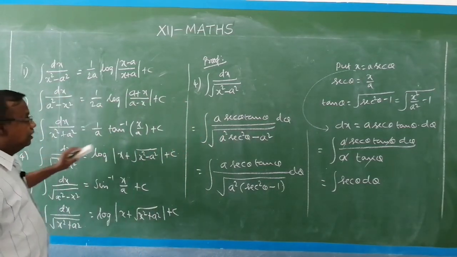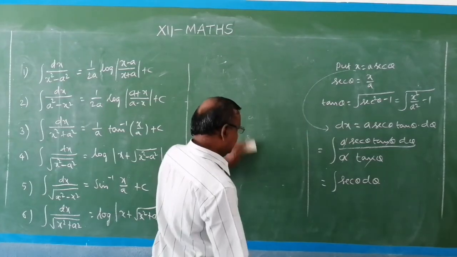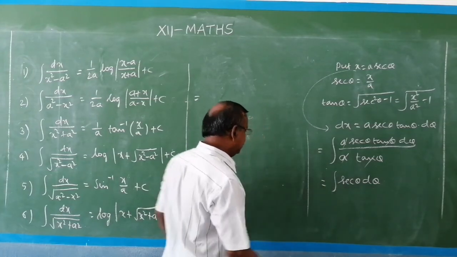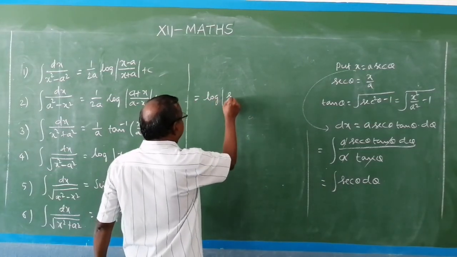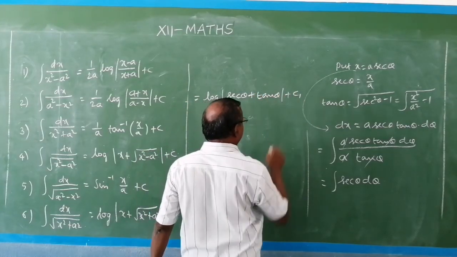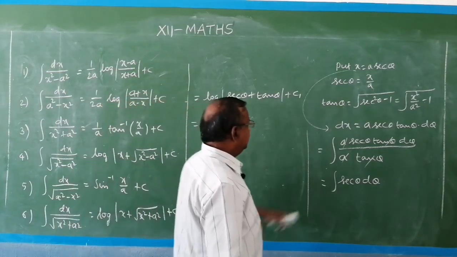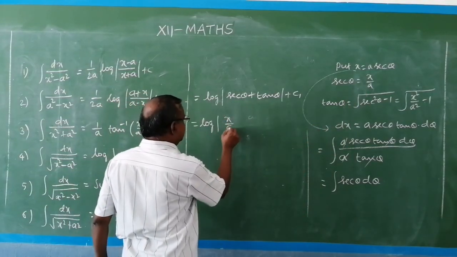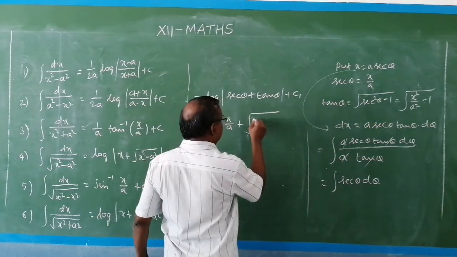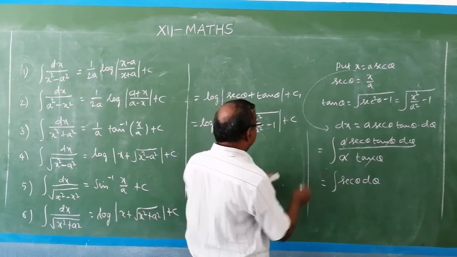We have integral secant theta d theta equal to log of modulus of secant theta plus tan theta plus some constant c1. That is equal to log of modulus of, secant theta is x by a, plus tan theta, which is root of x square by a square minus 1, plus c1.